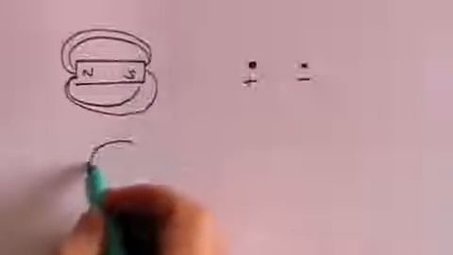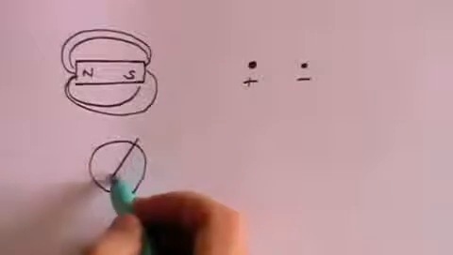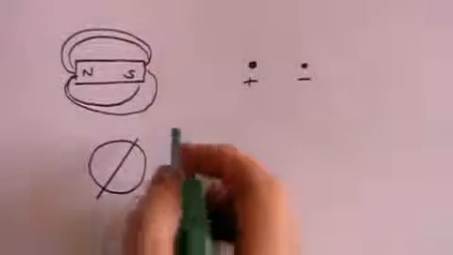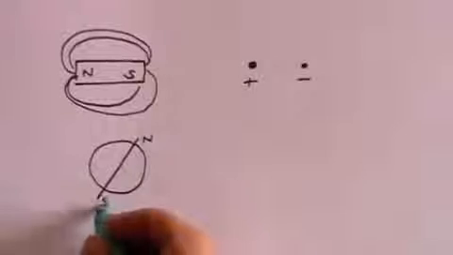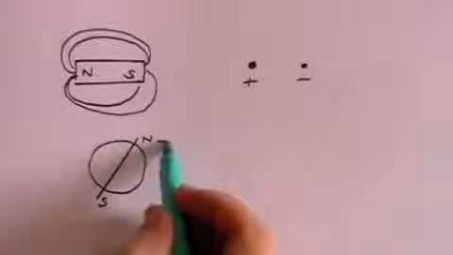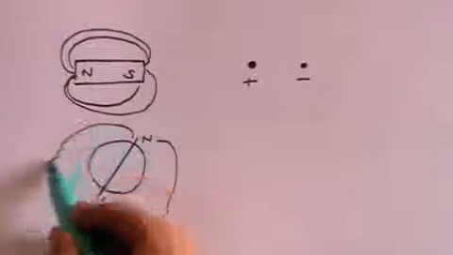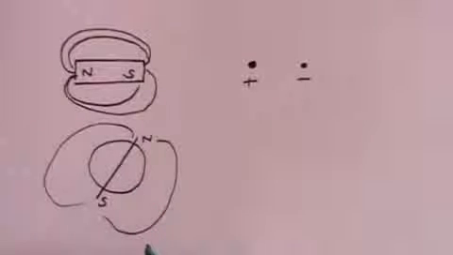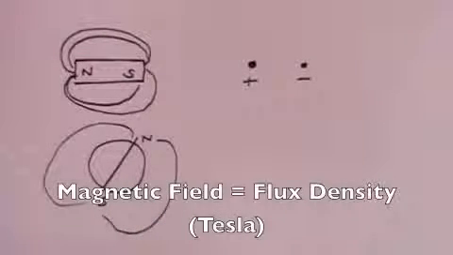The Earth is in fact a magnet. It's tipped to one side, but its north pole and its south pole are here, and the magnetic field lines flow from north to south. And that's the reason that particles get trapped by the Earth's magnetic field. Magnetic field is sometimes called flux density, and its units are Tesla.